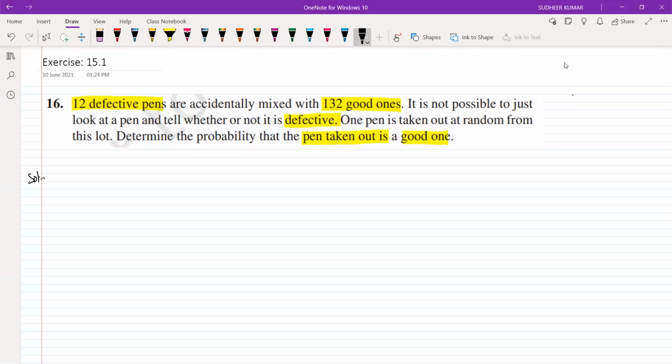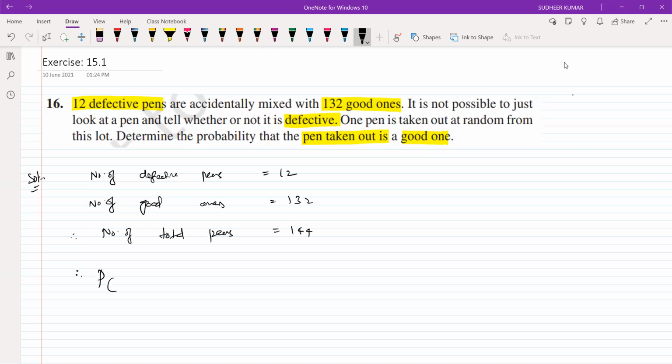So you can write the statements. Number of defective pens is 12. Number of good pens is 132. Therefore, total number of possible outcomes, total pens, are 144. Now we have to find the probability of a good pen.